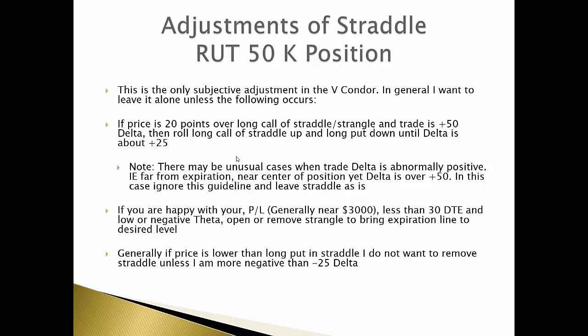Obviously, if you're happy with your profit and loss, and for me that's generally if I'm around $3,000 profit, and I'm less than 30 days to expiration, and I'm very low or negative theta, then the trade's gone generally well, and it's a condition where the market really hasn't done a whole lot. In that case, I'd probably just remove the strangle or the straddle to bring the expiration line up as high as I can. So I'd either widen or remove it and just let the trade expire.